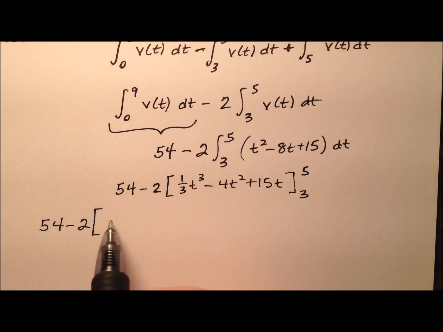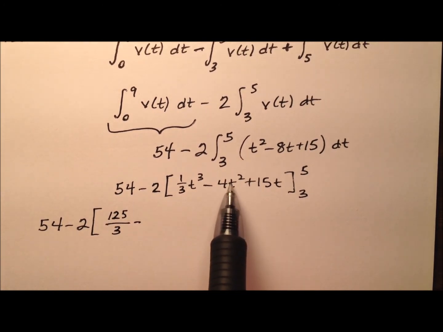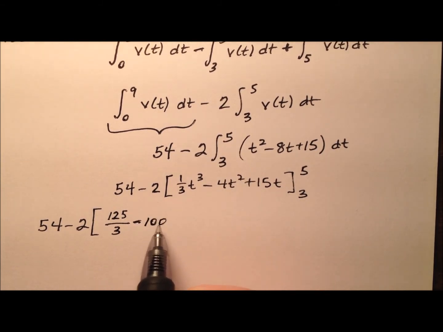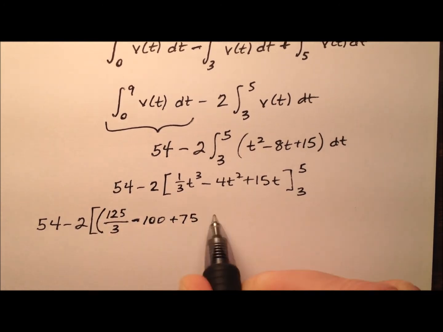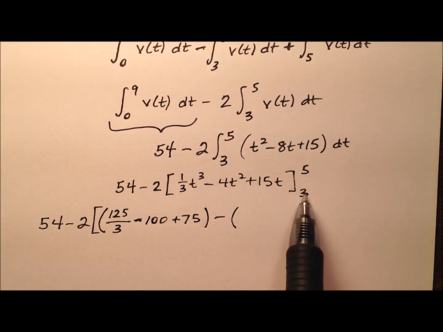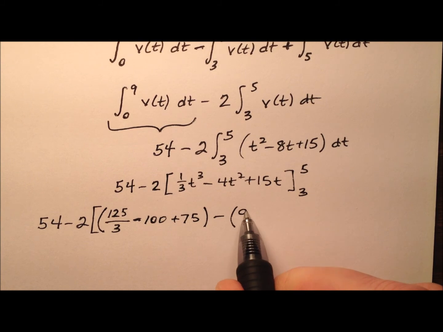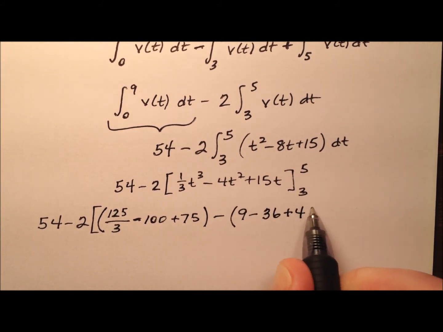So 5 cubed is 125, so 125 over 3. 5 squared is, let's see, 25 times 4 is minus 100. And then plus 15 times 5, which is 75. And from that, we're going to subtract the evaluation at time t equals 3. So 3 cubed is 27 divided by 3 is 9 minus, and we've actually already seen these values before, haven't we?